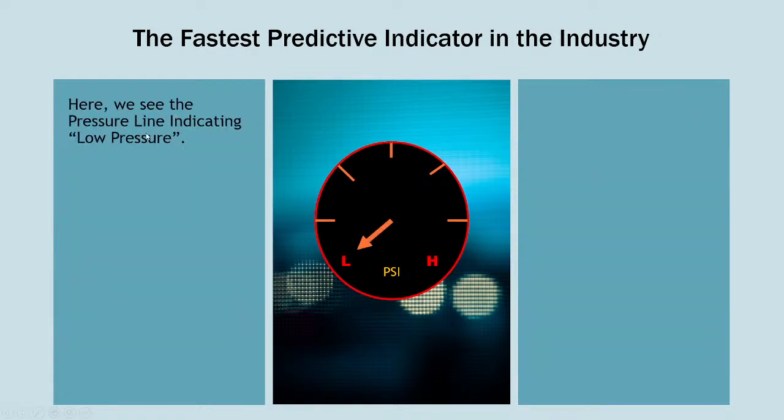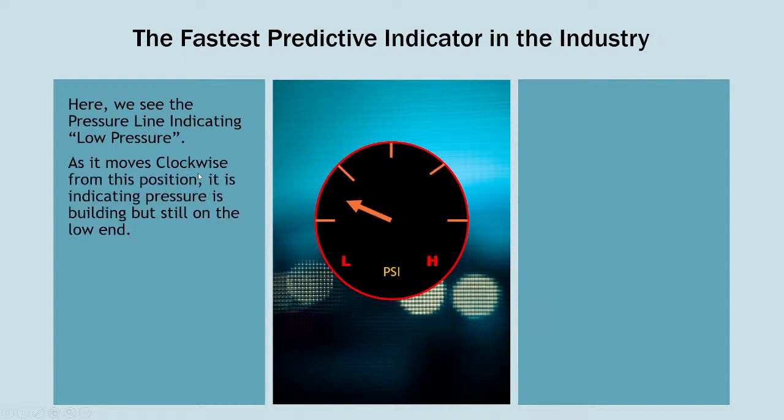So here we see the pressure line indicating low pressure. And as it moves clockwise from this position, it is indicating pressure is building, but still on the low end, right? Because if it's going from here and going around to the high end, then pressure is building to higher pressure, right? But it's still on the low end of pressure, okay?